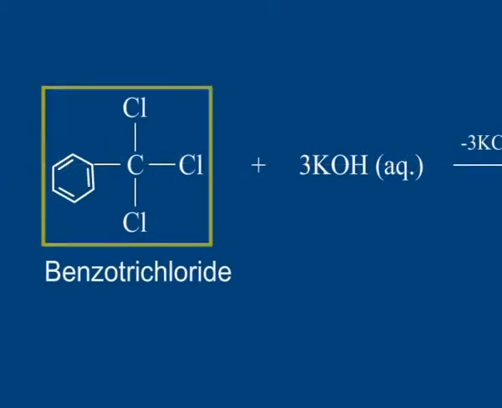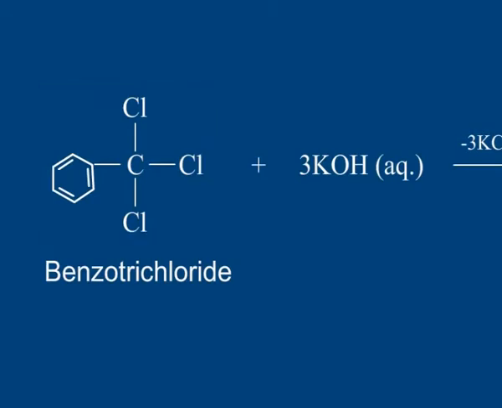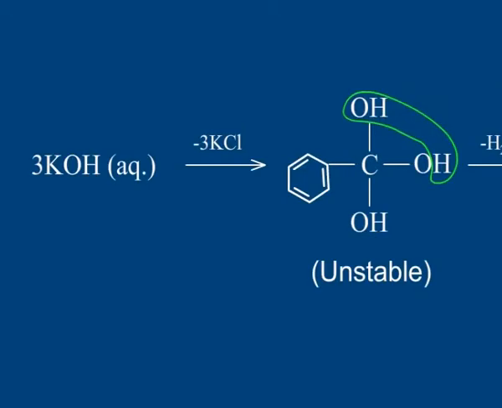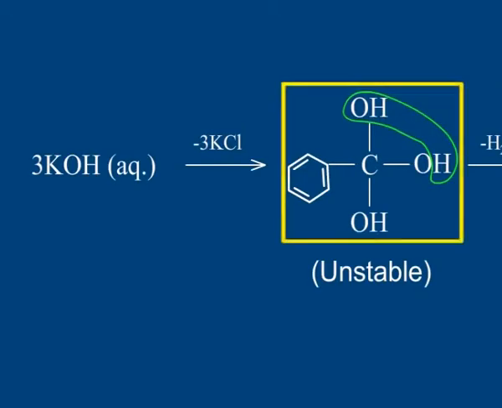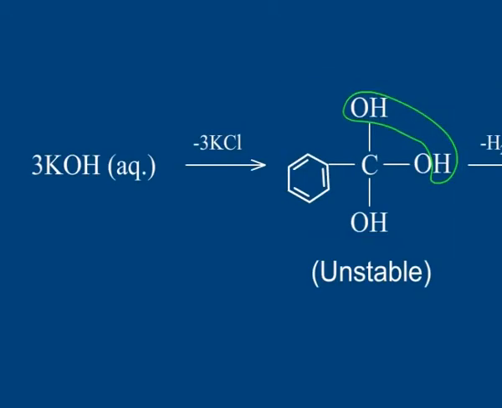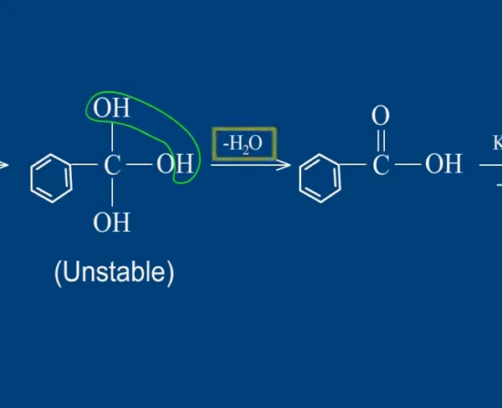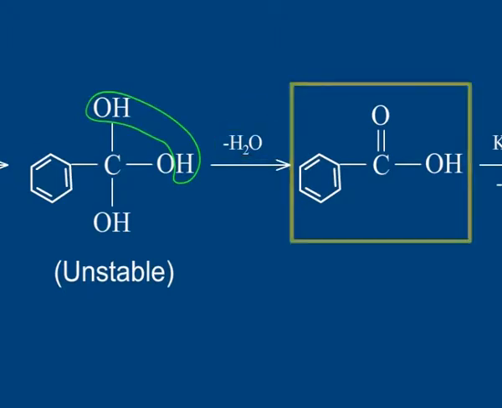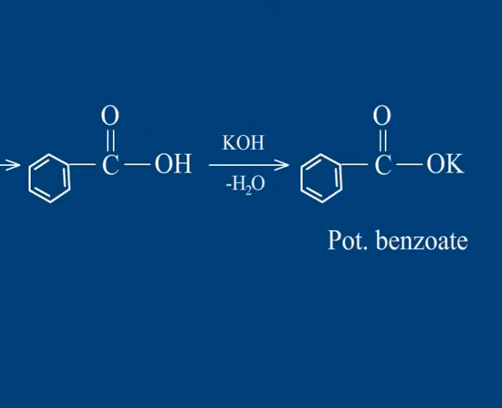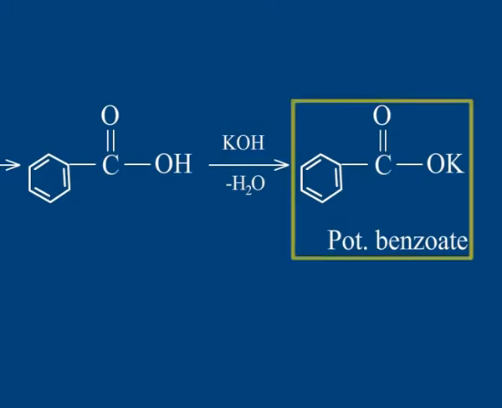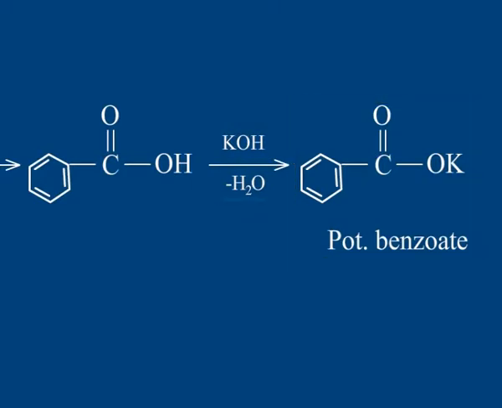Similarly, benzotrichloride reacts with potassium hydroxide in aqueous medium to form an unstable complex by the loss of potassium chloride. The unstable complex then loses a molecule of water to form benzoic acid. Benzoic acid then reacts with potassium hydroxide to form potassium benzoate by the loss of water.